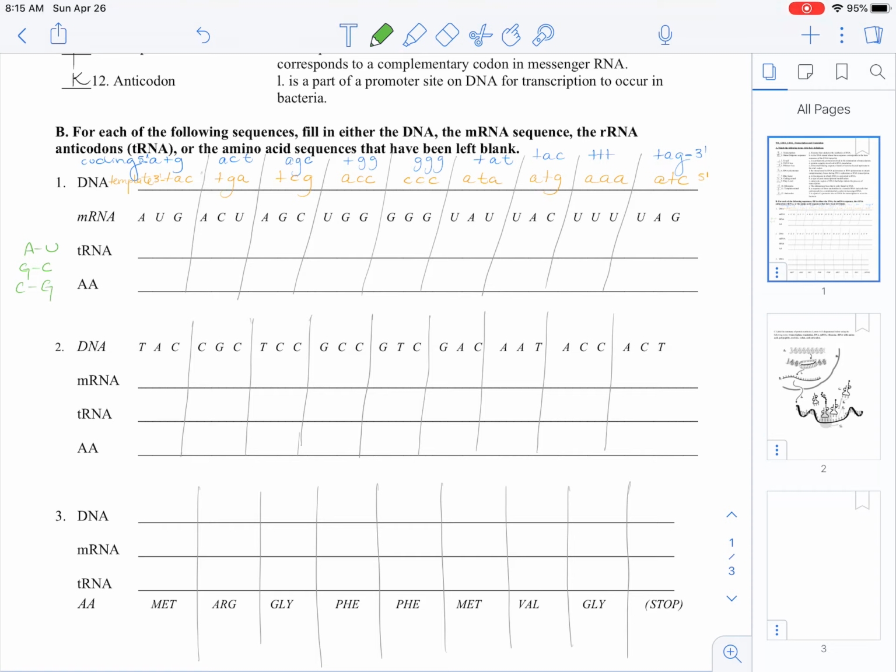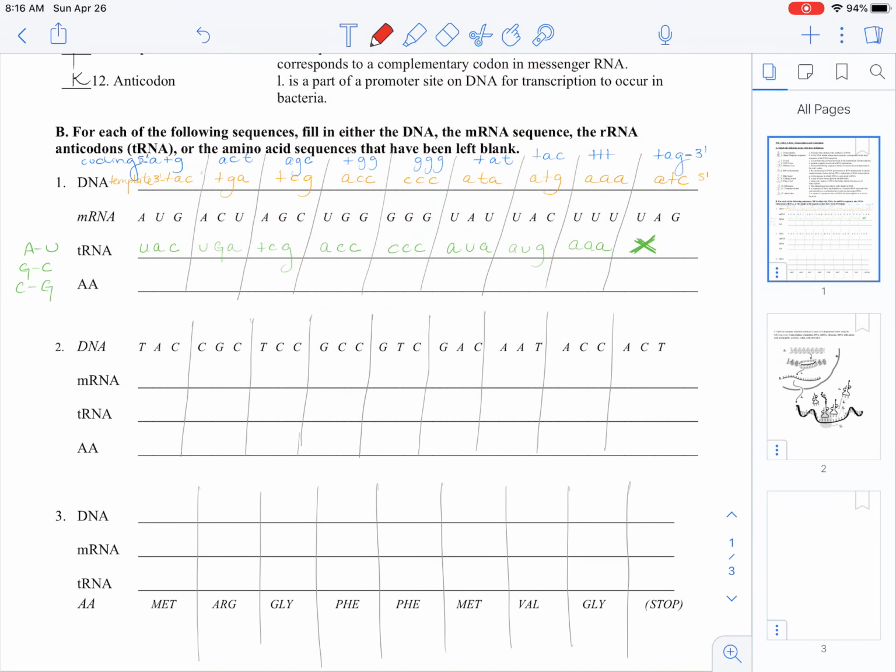So the tRNAs that are going to be bringing in those amino acids, based on the information given on number 1, are the following: UAC, UGA, UCG, ACC, CCC, AUA, AUG, AAA, and please note that there is no tRNA for the last sequence, and I will explain in a few minutes why that is.